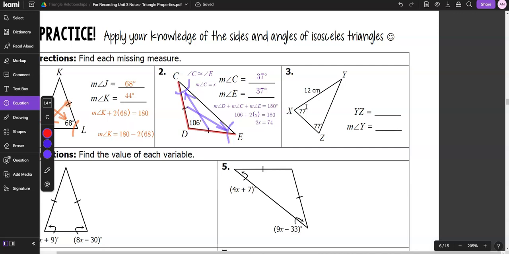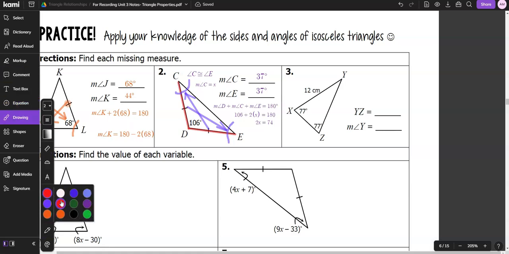All right, now looking at number 3, we are given that the two angles, angle X and angle Z, are congruent because they are both 77 degrees. And remember, the converse of the isosceles triangle theorem is that if the base angles are congruent, then that means the opposite sides are congruent. So that means we can mark XY and YZ congruent. And then we also have enough information to solve for angle Y.